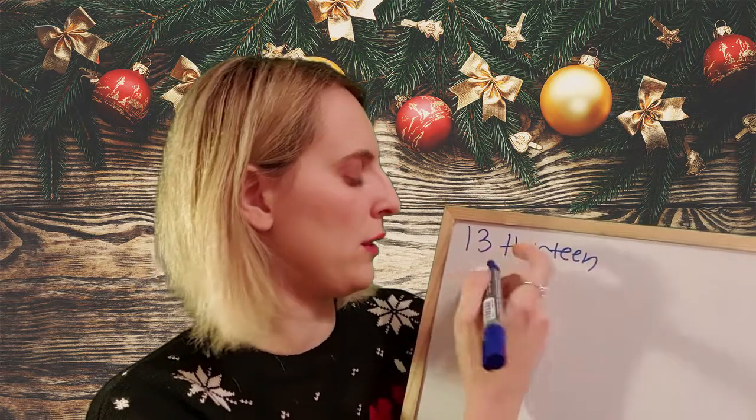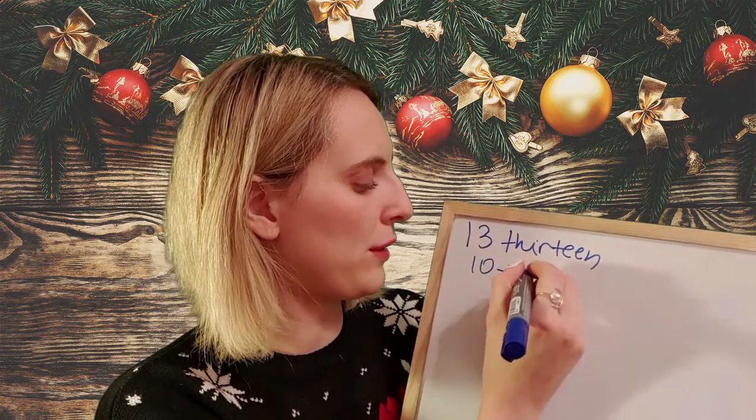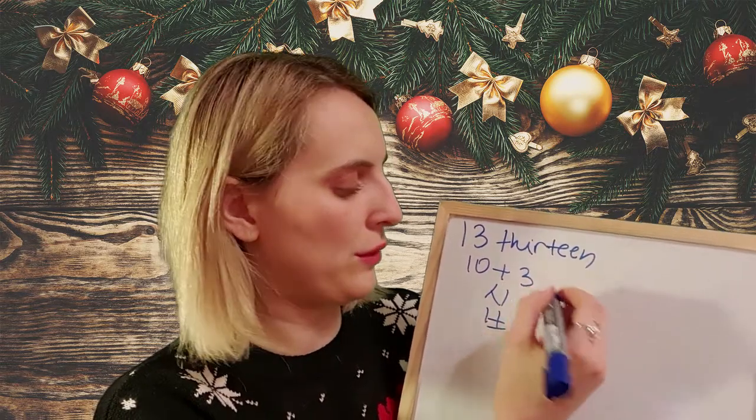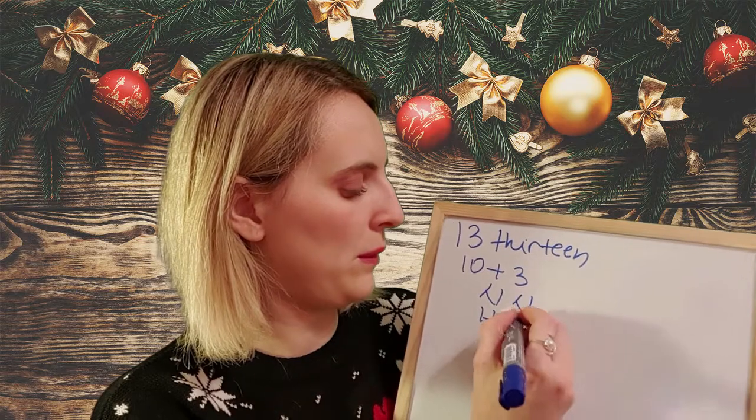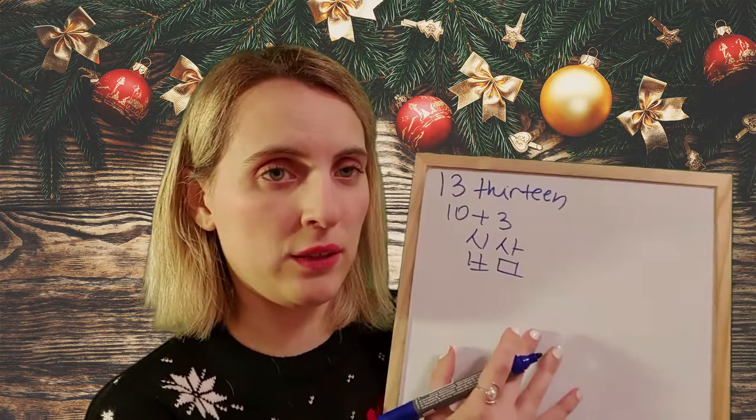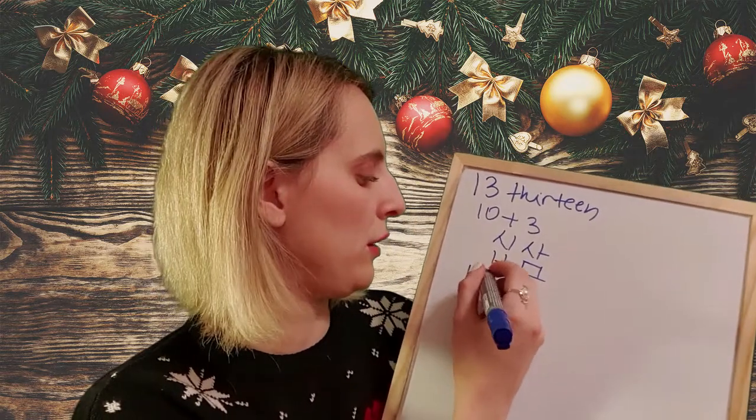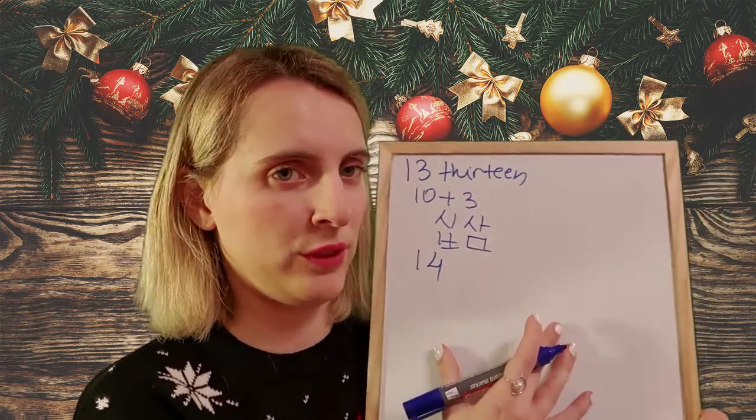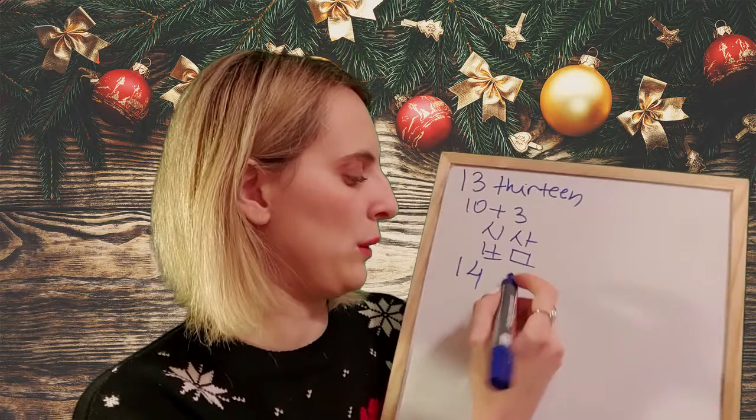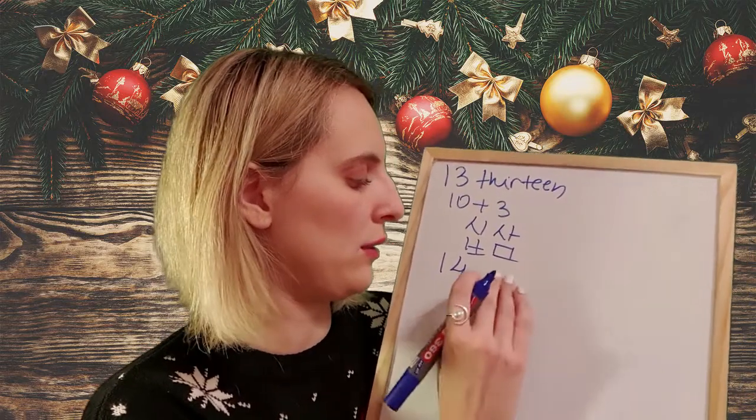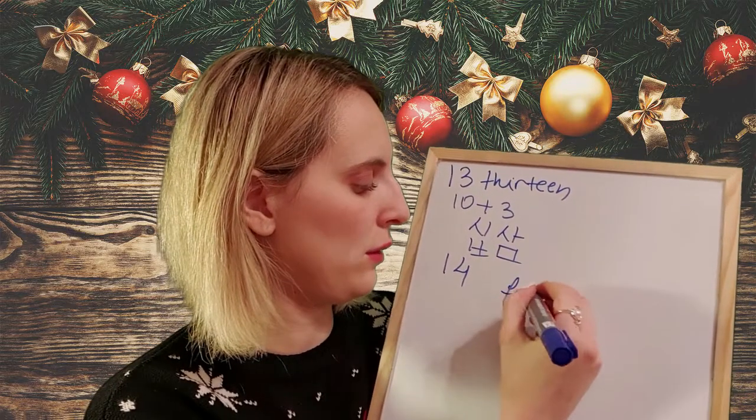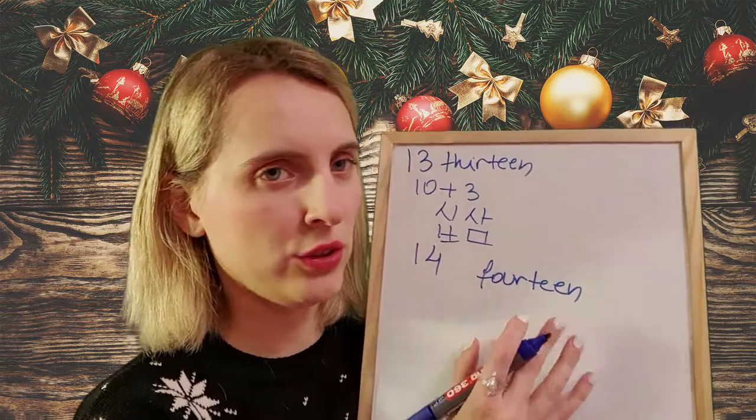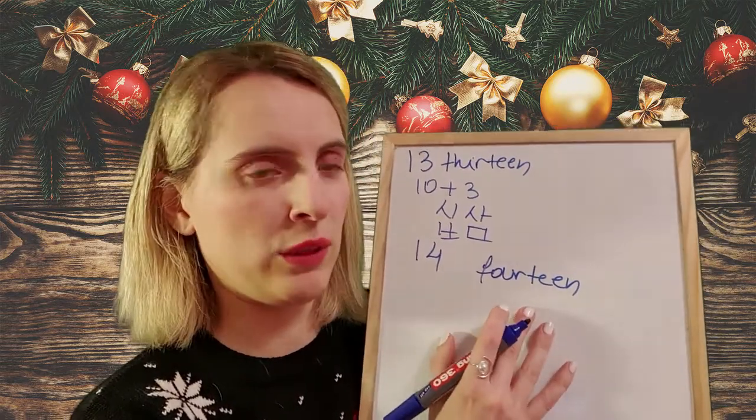So 13 is also 10 plus 3, and it is ship, and 3 is sum. So ship sum is 13. Then 14. I won't write 10 plus 4 again because you already know it. This is ship. So 14, because you already know, this way you can learn English. You can also learn English this way.